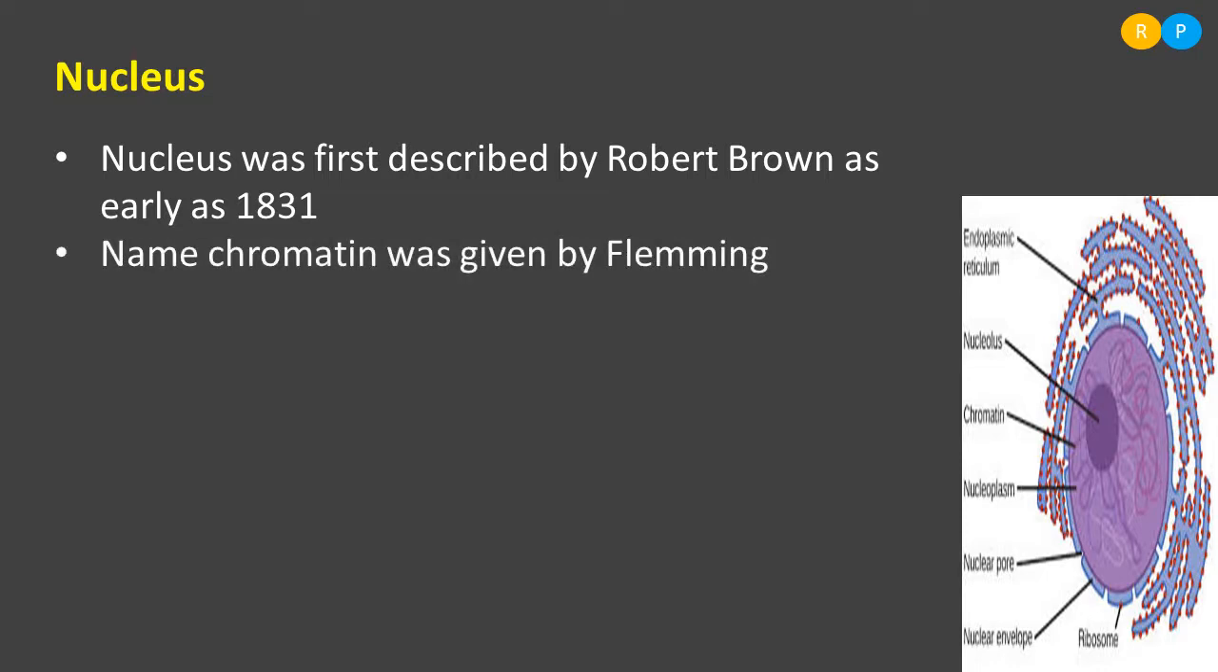And within the nucleus, we can find one more structure, that is chromatin. The name chromatin was given by Fleming. Fleming was the first one who gave the name chromatin to the structure present inside the nucleus. Then what are these structures? What is meant by chromatin? In the diagram you can find some thread-like structures within the nucleus. Those thread-like structures are nothing but chromatin.